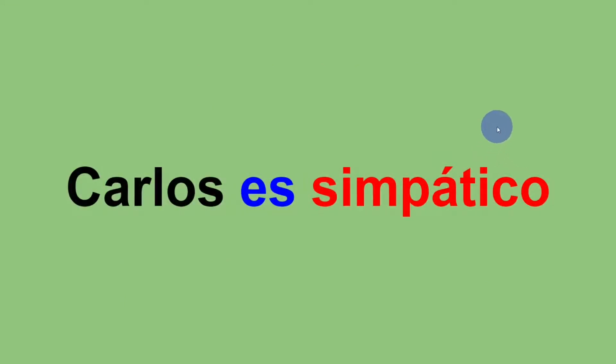So let's go ahead and do some examples with sentences. Carlos is the subject, and es is the verb already conjugated, and simpático is your adjective. So we form a sentence: Carlos es simpático. It's very simple. You have your subject, you have your verb, and then you have your adjective to describe how Carlos is. Okay, very good. Carlos es simpático.